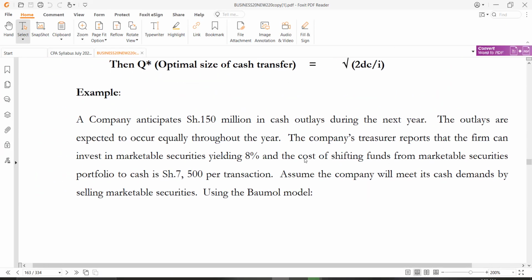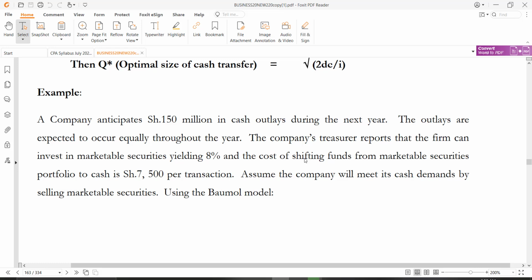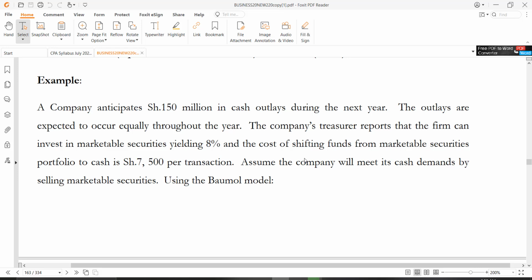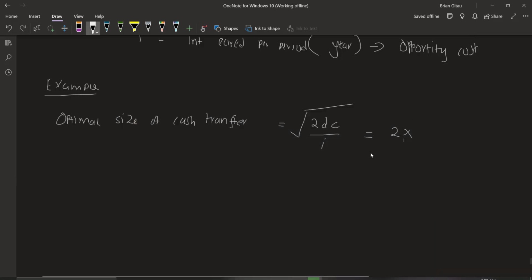The annual demand for cash, we are told that the company anticipates 150 million in cash outlays. So times 150 million in cash outlays. And then C is the transaction cost for each sale of security or borrowing.